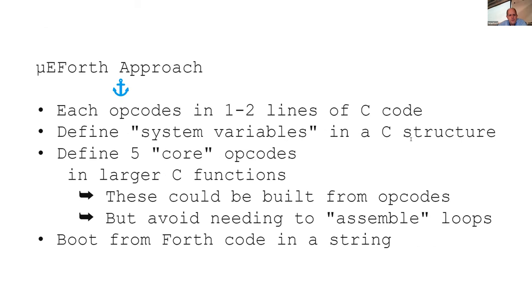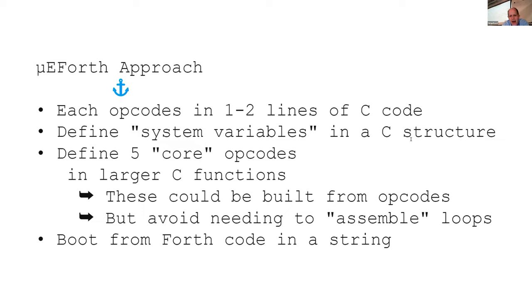So the overall approach in micro e4th is that I try to make each opcode be something that I can define in just one or two lines of C code. And the goal is to have a reasonable list of opcodes. Originally, I kind of focused on the minimal set similar to classic eForth, but especially if you look at the current version, there's a number of additional opcodes that have been added.